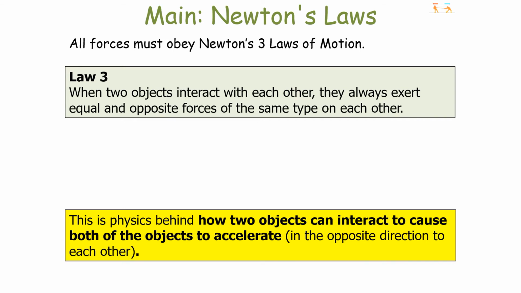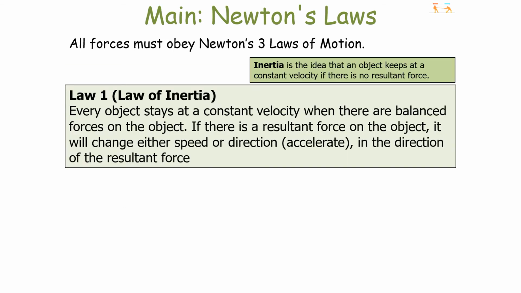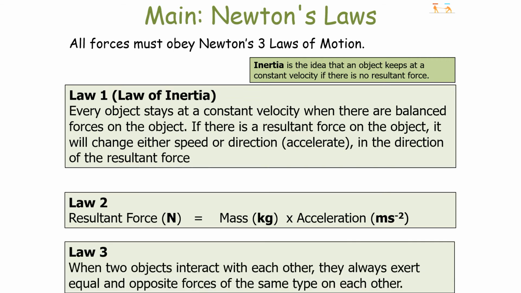So let's consider again firstly the idea of law 1, the law of inertia. We've then got law 2, the resultant force is equal to the mass times the acceleration, or as most commonly stated, F equals ma. And law 3, Newton's third law of motion, that when 2 objects interact with each other, they exert equal yet opposite forces of the same type on each other.